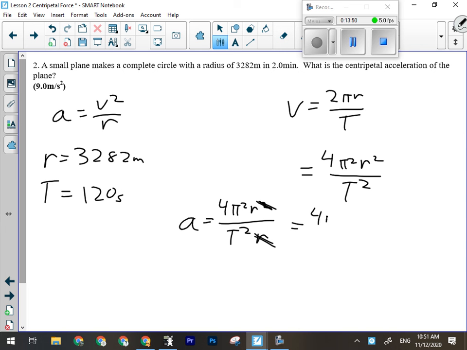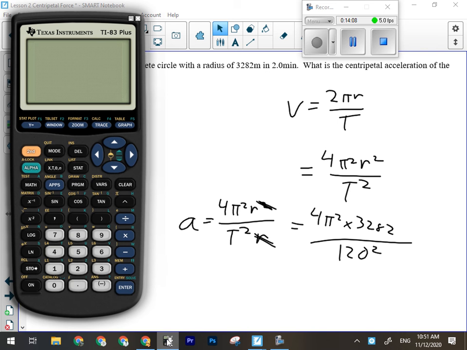I can go 4 times pi squared times 3,282, divided by 120 squared. And when I do that, I should get my 9.0 meters per second. So 4 pi squared times 3,282, divided by 120 squared. 9 meters per second squared for our centripetal acceleration.